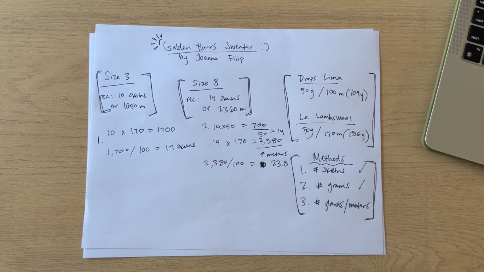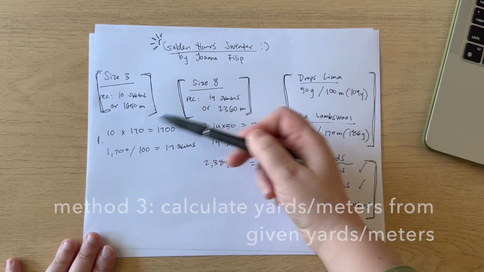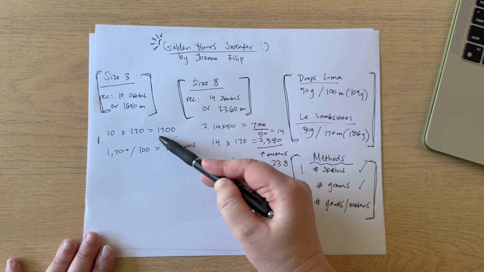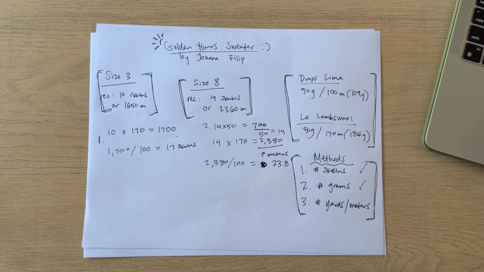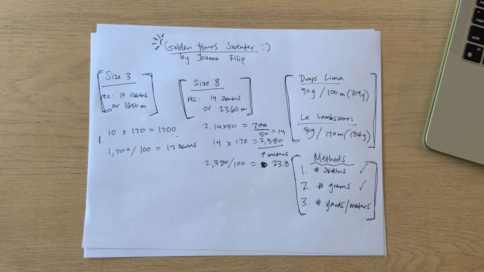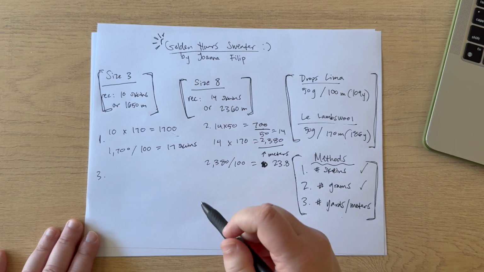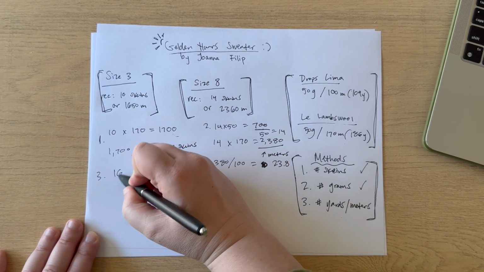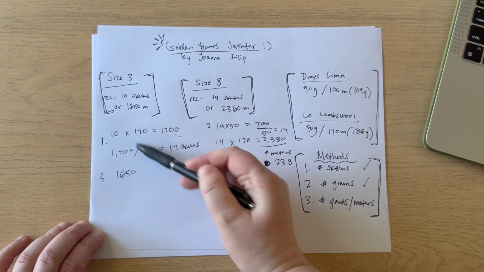All right, method 3, the easiest method. We basically skip this step and this step to figure out how many meters we need, because our pattern actually gives that. Some patterns don't, but this pattern does, which is very nice. It says this amount of skeins or this amount of meters or yards. So for size 3, going back over here, it says 1650 yards, which is pretty close to what we calculated up here.